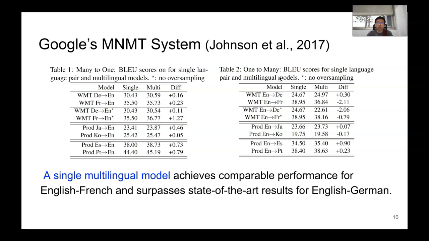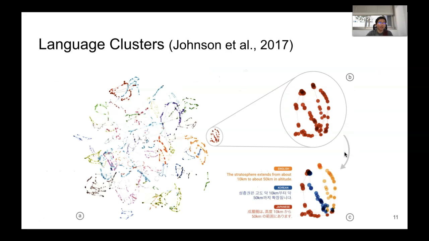And this table shows the other direction, from English to many other languages. Here the multilingual system does not show very consistent improvement, but again, in some language pairs, it can be helpful. Even when the target language is not English, such as here English-German has been improved, and English-Japanese and English-Portuguese have slight improvements.